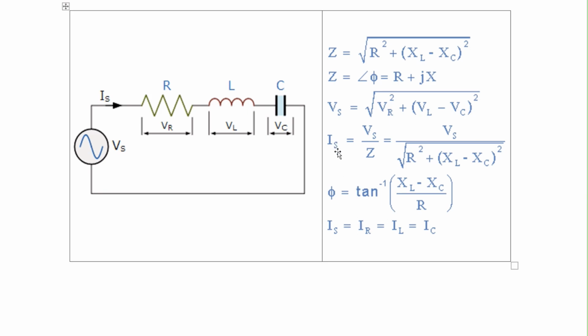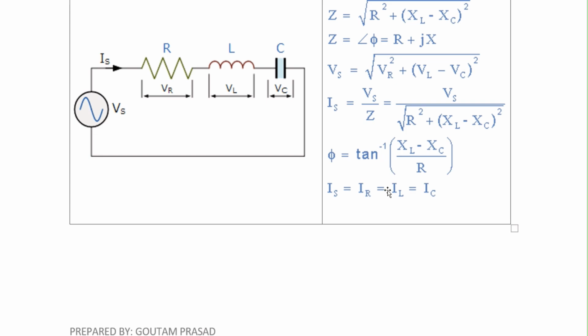Is is the source current. That is the same current in all these three passive elements. The same current Is is flowing through R, L, and C. There is no branching, as it is a series circuit. So Is is equal to Vs, the source voltage, divided by impedance. If you substitute the value of impedance, it is equal to Vs over the square root of R square plus (XL minus XC) to the whole square. Phi, the angle of lead or lag, is equal to tan inverse of (XL minus XC) upon R. And the current in all three elements is equal: Is equals IR equals IL equals IC.